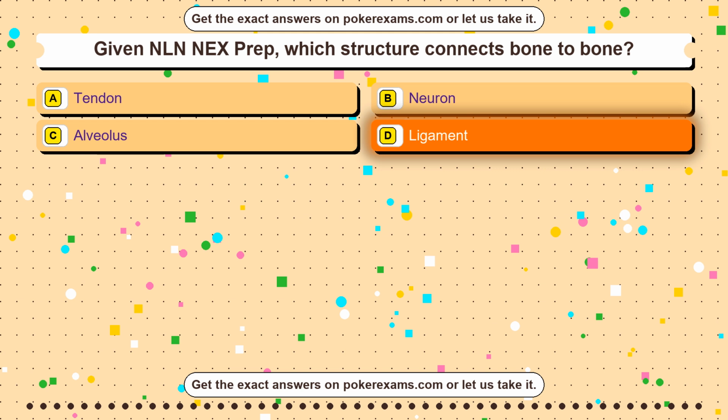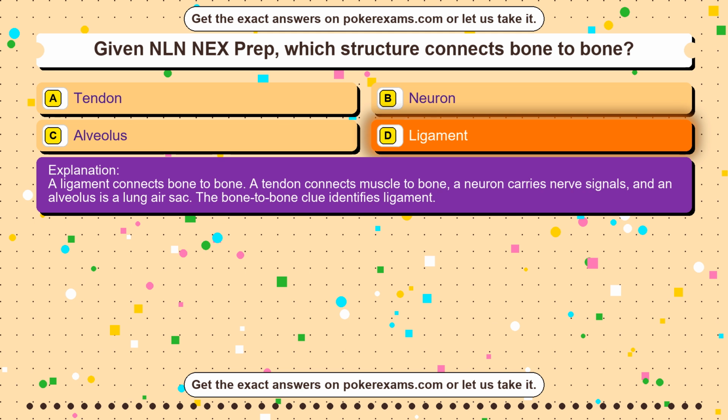The correct answer is option D. Ligament. A ligament connects bone to bone. A tendon connects muscle to bone, a neuron carries nerve signals, and an alveolus is a lung air sac. The bone-to-bone clue identifies ligament.